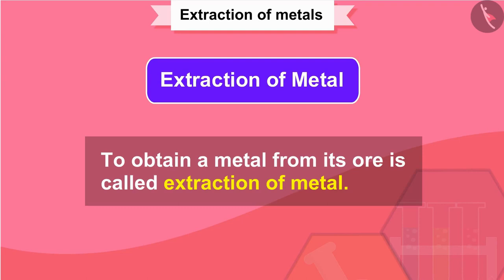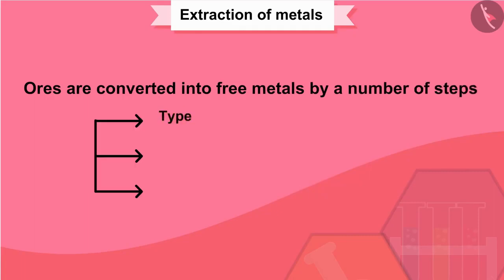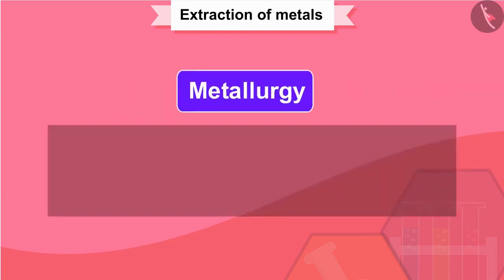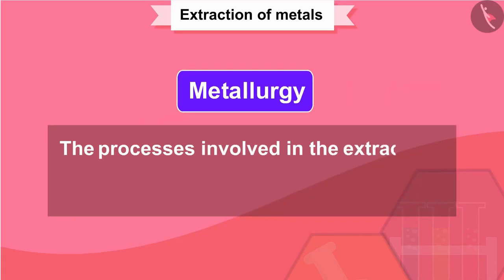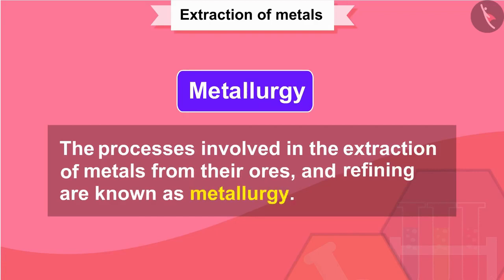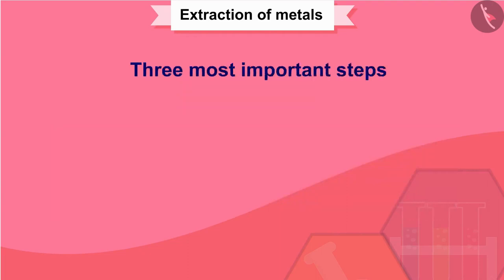Now children, ores are converted into free metals by a number of steps, which depend on the type of the ore used, nature of the impurities, and reactivity of the metal to be extracted. The processes involved in the extraction of metals from their ores and refining are known as metallurgy. It involves three most important steps, which are as follows.